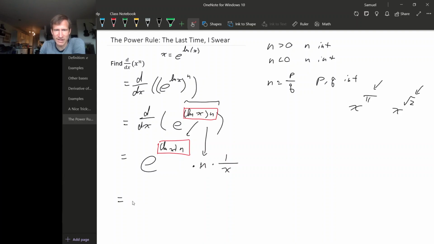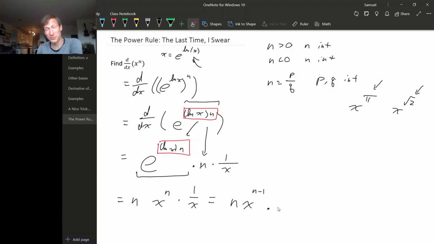Okay, so let's pull this n out in front. E to the natural log x times n, that's x to the n, right? That's just doing this trick backwards that we did forwards before. So n times x to the n times 1 over x. But now we can simplify our exponents, and we get n times x to the n minus 1. And there finally is the power rule for any power, rational or irrational.